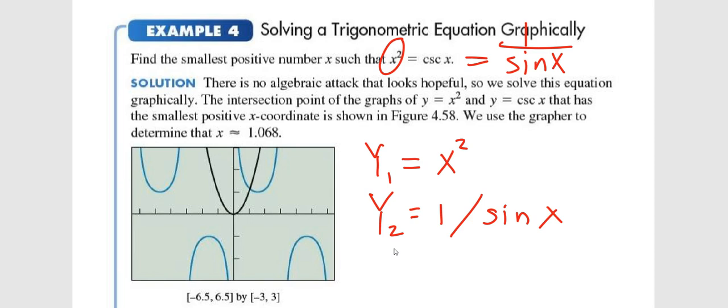Now you can see what they made their window if you want right down there. So that's what I would do. Go to my window. Now if you have negative 2 pi and 2 pi on your x's, that's still good, right? Because that's negative 6.28 and positive 6.28. That's pretty close to negative 6.5 and positive 6.5. But if you really want to make it look like theirs, you got the window right there.